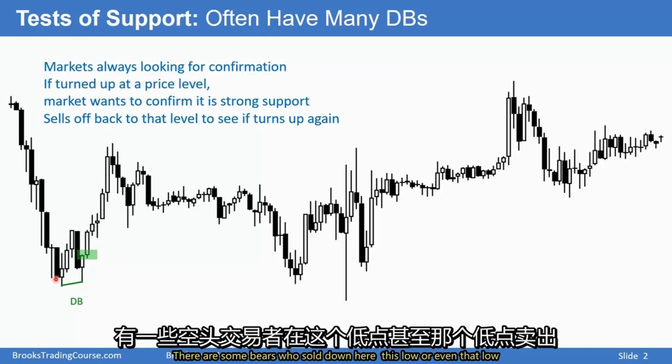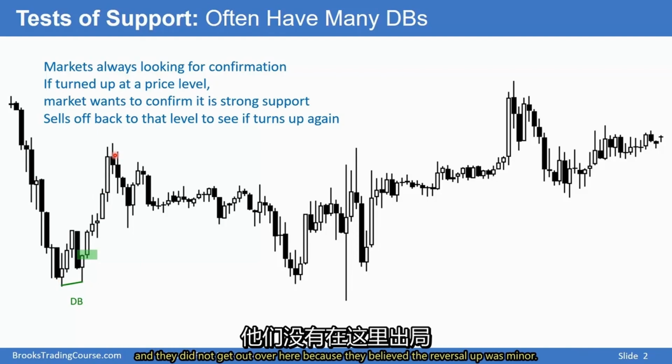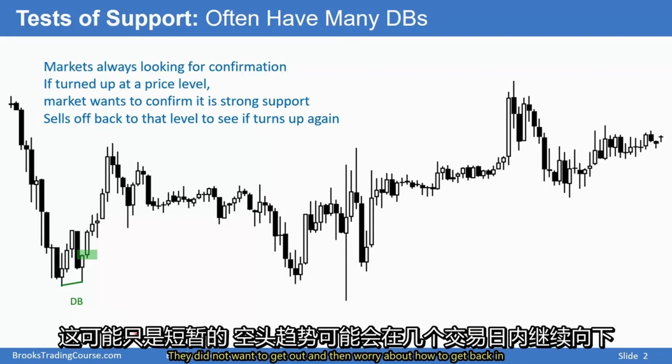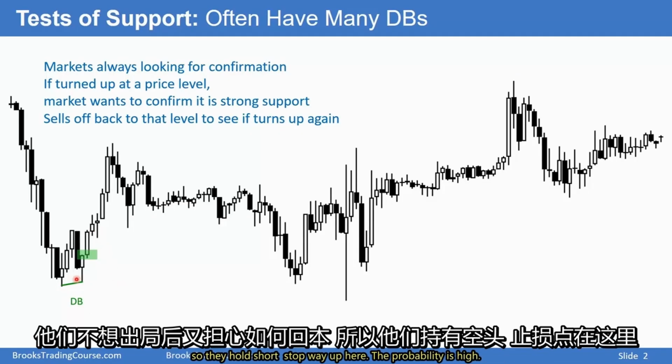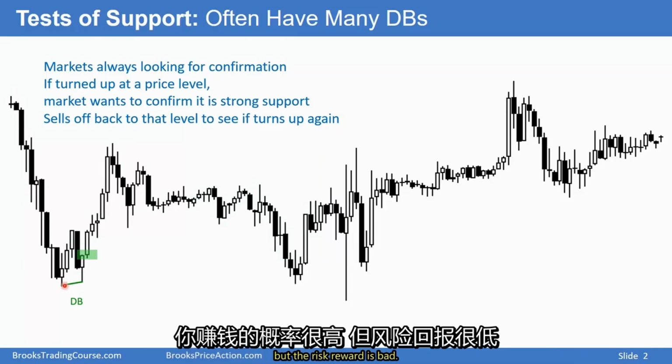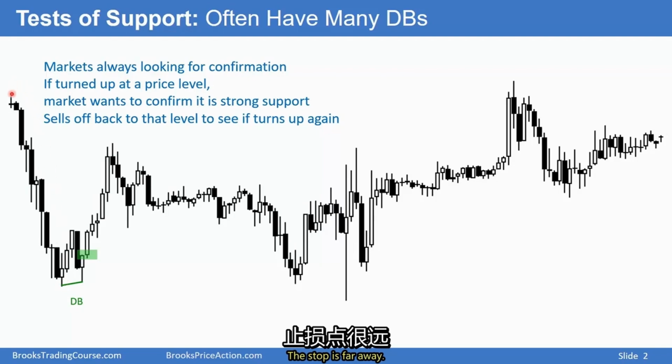There are some bears who sold down here, this low, or even that low, and they did not get out over here because they believed the reversal up was minor, and it may be brief, and the bear trend might continue down within a few bars. They did not want to get out and then worry about how to get back in, so they hold short, stop way up here. The probability is high. Whenever you sell in a strong bear trend, the probability is high that you're going to make money, but the risk reward is bad. The stop is far away.